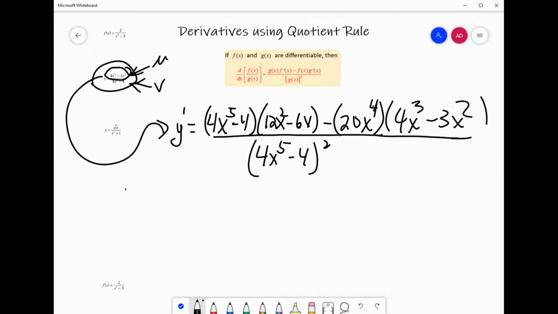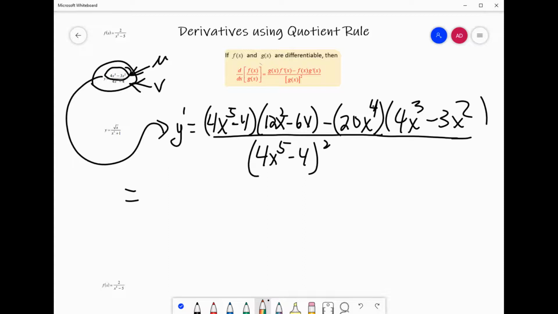All right, here's where algebra kicks into play. Please, for the love of Pete, do not try to cancel these terms. You would make me extremely sad if you did that, right? You cannot pick apart a sum or a difference. And remember, by the way, you have a difference up here. So what we're going to have to do with this is a little foiling action.